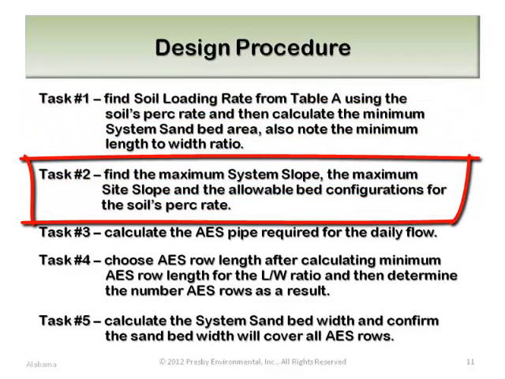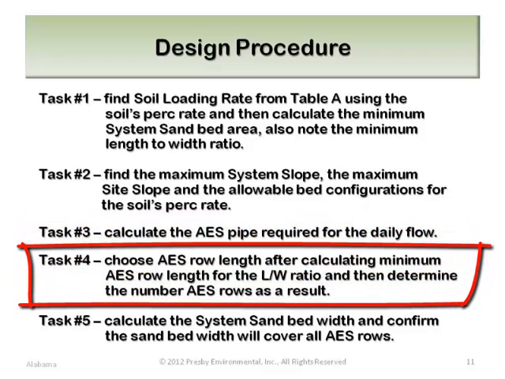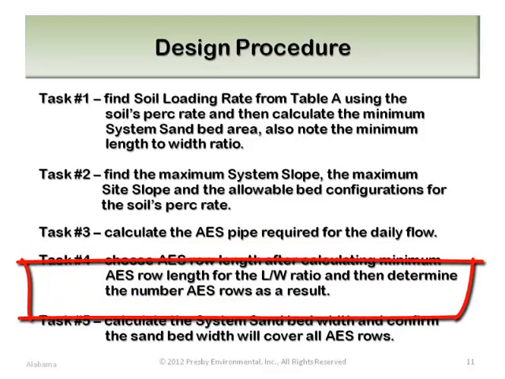Task 2 takes us to Table B, where we'll find the maximum system slope, maximum site slope, and allowable bed configurations. Task 3 asks that we calculate the minimum amount of advanced enviroseptic pipe required to adequately treat our daily design flow. Task 4 requires the selection of the AES row length after calculating the minimum row length needed to satisfy the length to width ratio. We can then determine how many AES rows will be needed.